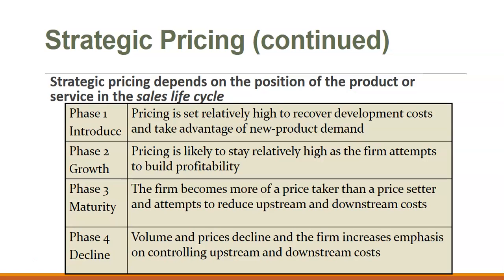During the growth phase, our pricing is likely to stay relatively constant as we work to build profitability. So once we recover our costs, then we start generating a profit. At maturity and decline, our volume and prices start to reduce while we make attempts to reduce any of our life cycle cost for production.